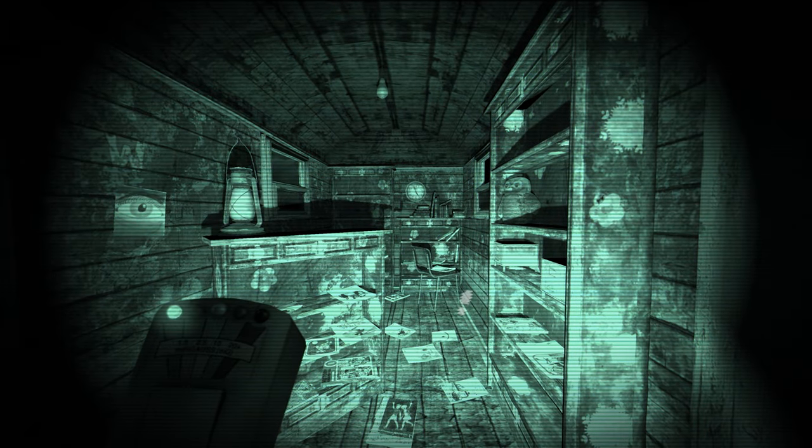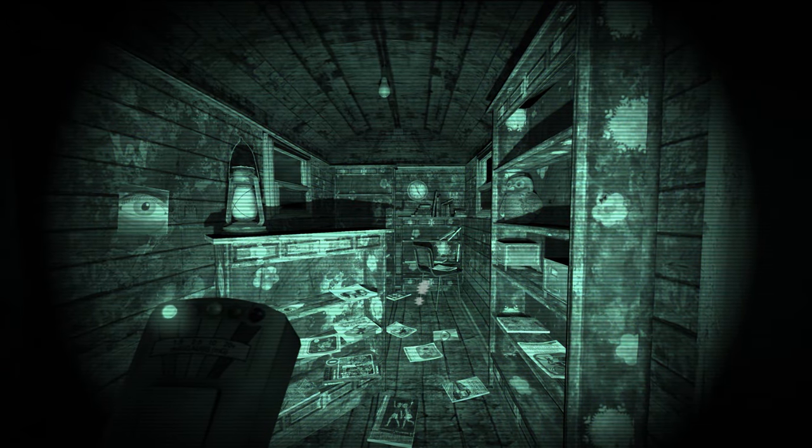Nothing but the one desk. I don't think this would show me anything.